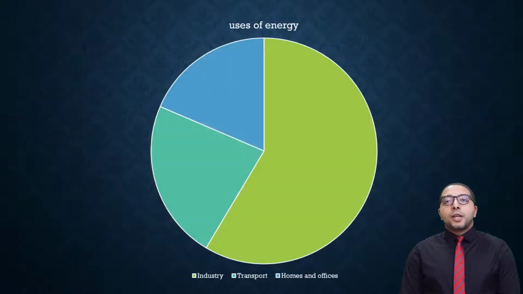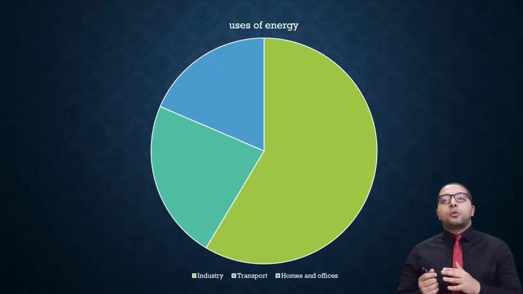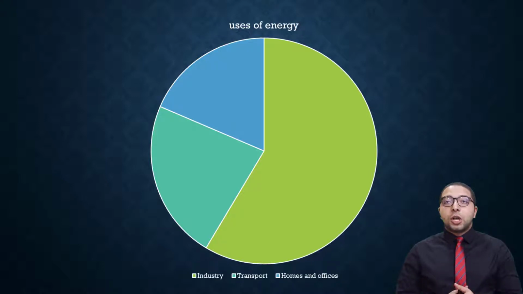If we look at the consumption of energy, we can find that the majority of the energy that is consumed around the world basically goes to industry. And then the second largest amount of energy is consumed by transport, followed by homes and offices. Homes and offices take the smallest amount of energy consumption across the overall energy consumption.